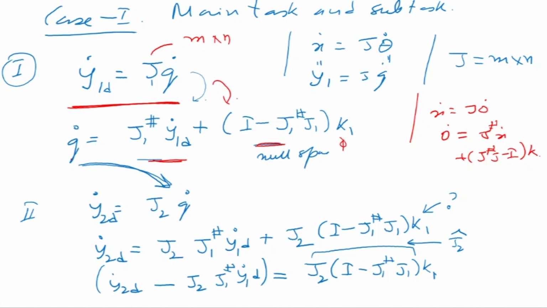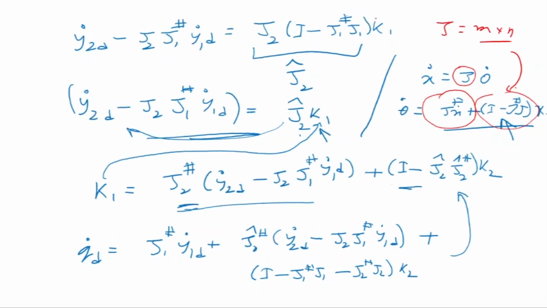Now I want to find what is this. K1 is a constant, so I define another term. I define another task which is given by y2d. So my first task is y1d, the second task is y2d, J2 into q dot. Now I take this q dot and put it here. So what I get is this equation. Okay, and there is a k1 there. Now if I want the value of k1, what I do is I bring this on the left hand side, and then I want the value of k1.